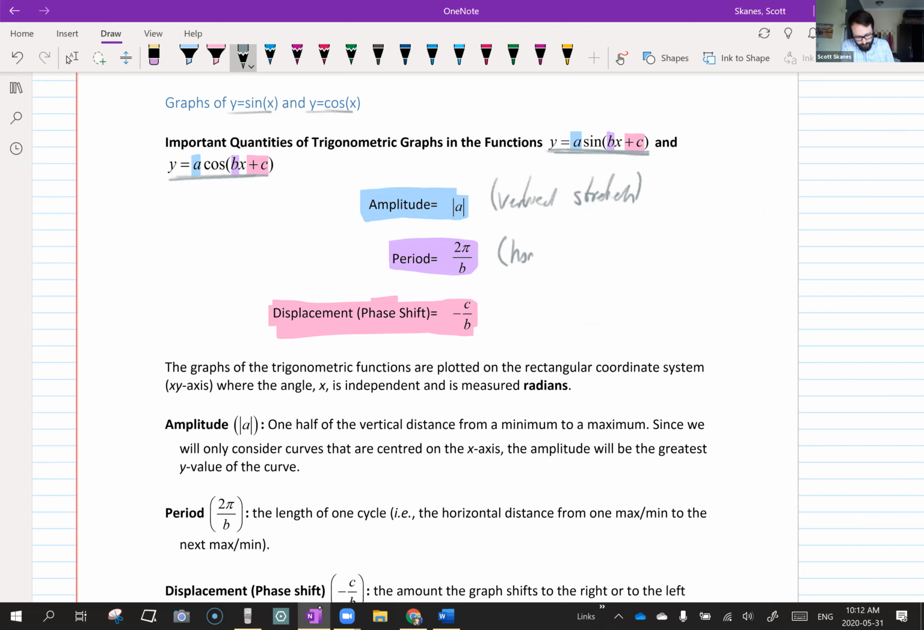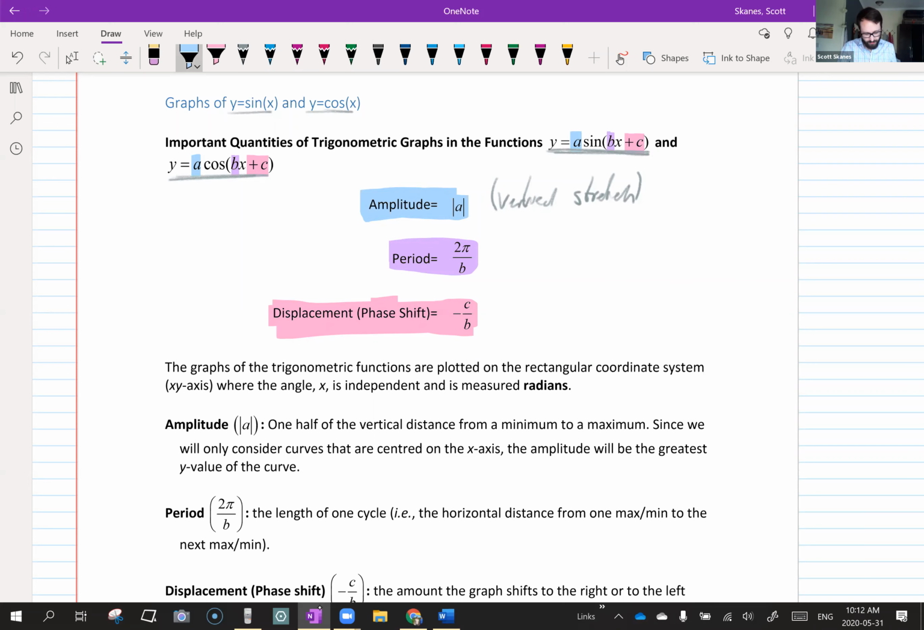Period is, well, it's actually B. A is the vertical stretch, B is the horizontal stretch, and C is displacement, shift left and right. We'll deal with that in a second. I think you'll find that the math part of this is a lot easier to do than the understanding part. So let me reiterate a few things.